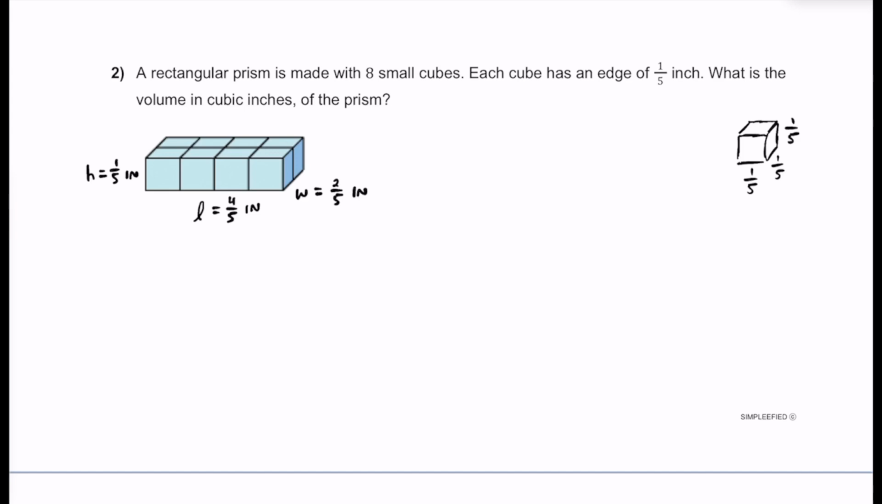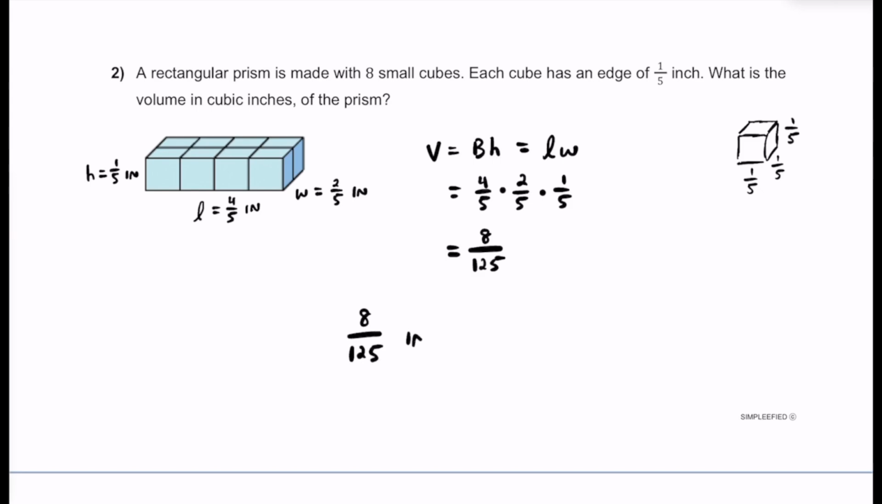So let's go ahead and just say the volume is going to be the area of the bottom multiplied by the height. We know the bottom is a rectangle, so we can say length times width. And so the length is 4/5, the width is 2/5, and the height here is 1/5. Okay, so if we go ahead and just multiply the numerators together, 4 times 2 times 1 is just going to be 8. And then in the denominator, 5 times 5 is 25. 25 times 5 is going to be 125. So the volume here is going to be 8 over 125. And this is going to be cubic inches.